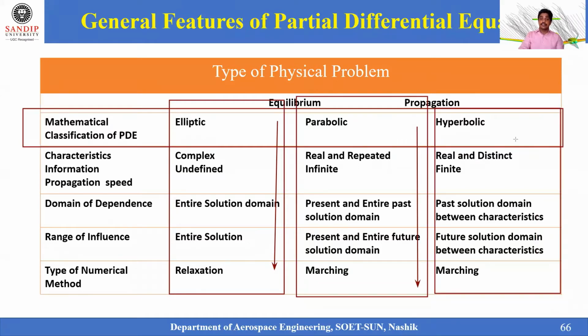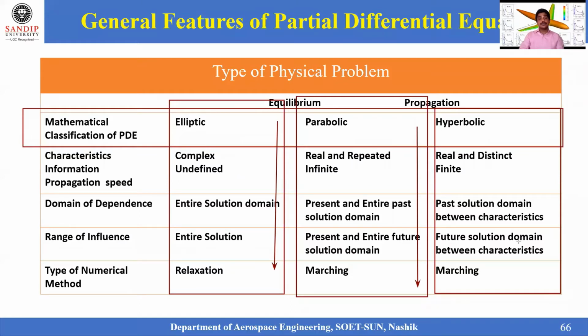Whereas as far as the hyperbolic problem is concerned, the resultant values are real and distinct. Here we have the past solution domain between the characteristics and the future solution between the characteristics. So that means we have both: the domain of dependence and the region of influence. Only in the case of parabolic, it is on one side, whereas in the elliptical, the entire solution domain is its domain of dependence and its region of influence. Whereas in the hyperbolic problem, only before is the domain of dependence and after is the region of influence.